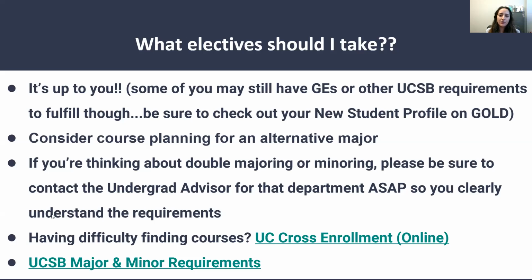And then if you're having any difficulty finding courses that are open, the UC system has the cross-campus enrollment program, which allows UC students to enroll in online courses at other UC institutions. So for example, our campus UC Davis has a lot of communication courses that they offer, so our students can enroll in those classes online through this cross-campus enrollment program.